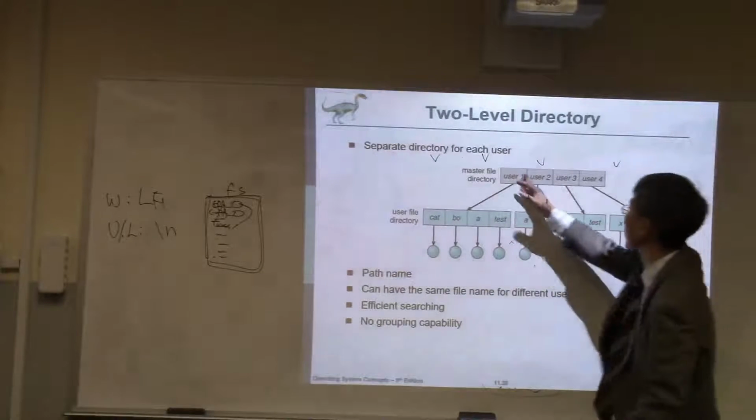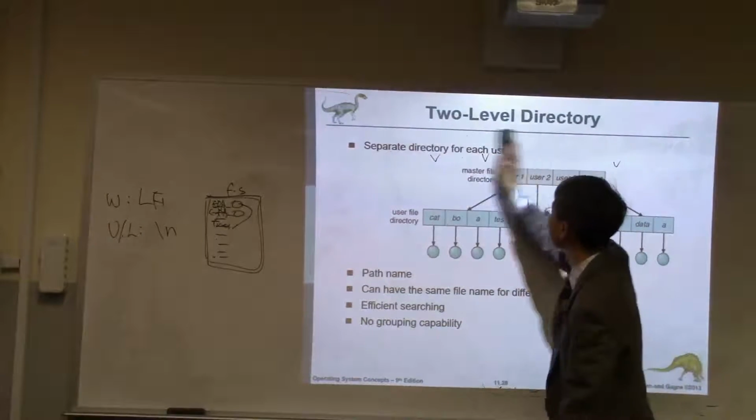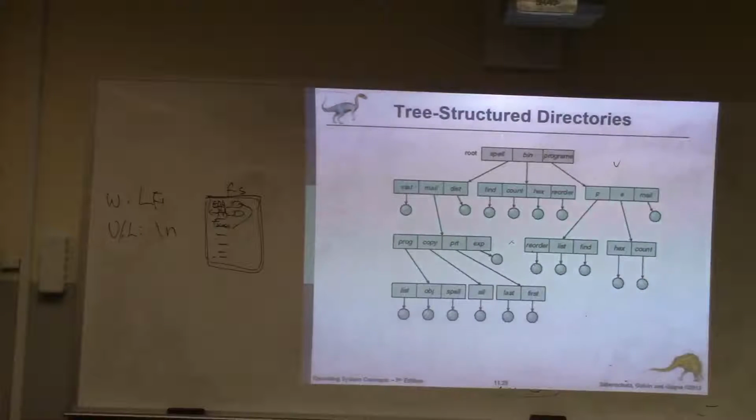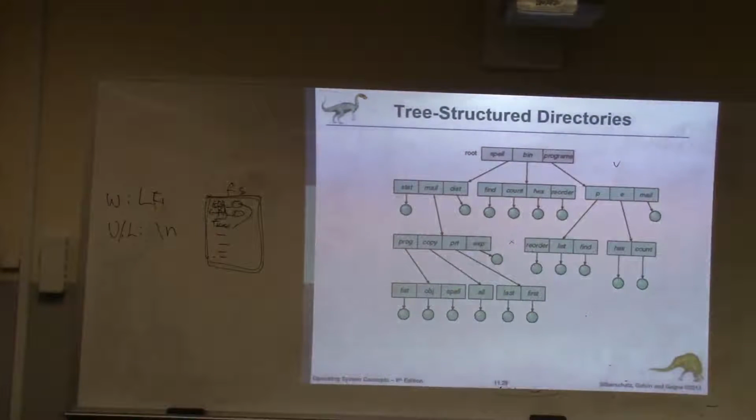So user 1, user 2 has this one. So eventually we can generalize the directory structure. That is the tree structure. So this is a generalized tree structure. From the top, which is called the root node, down to the leaf node. So spell in programming, and the spell has this one, and so on. Okay. The tree structure is the same as what you are using in your operating system. Similar, but not the same.